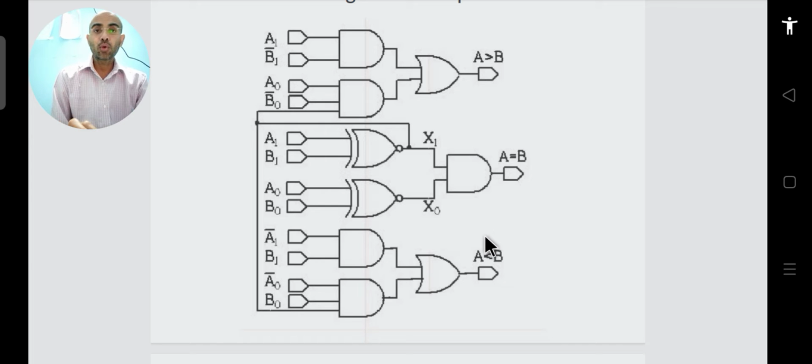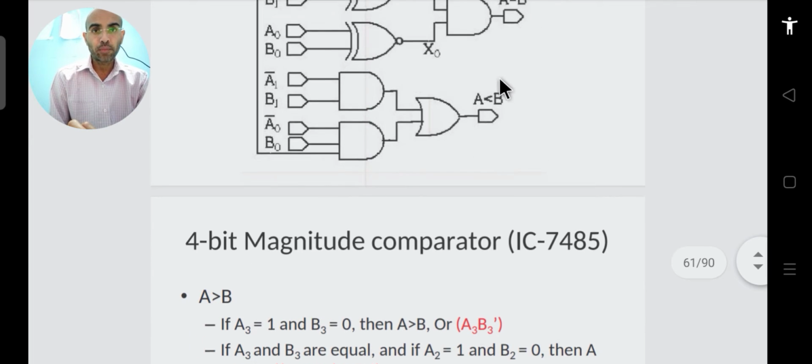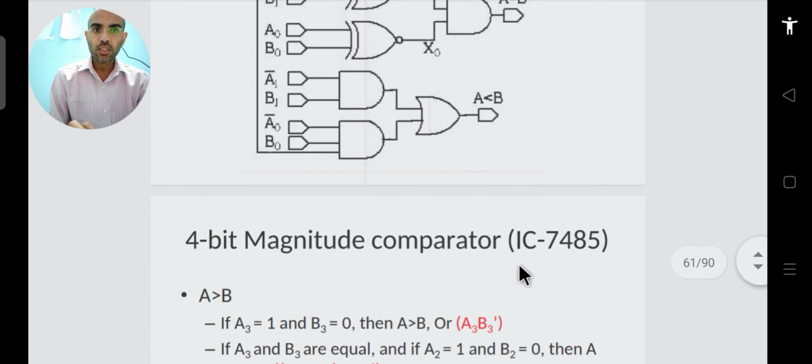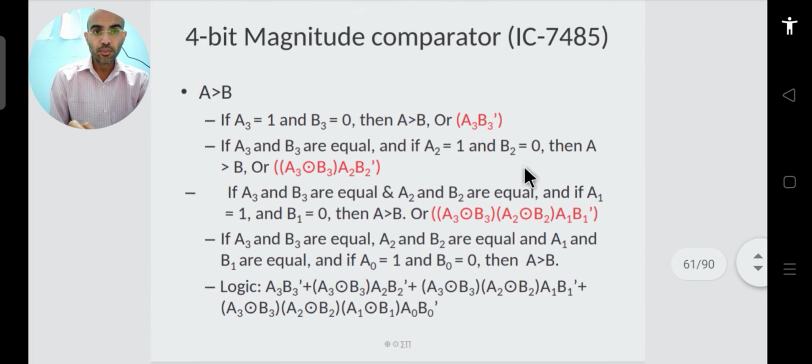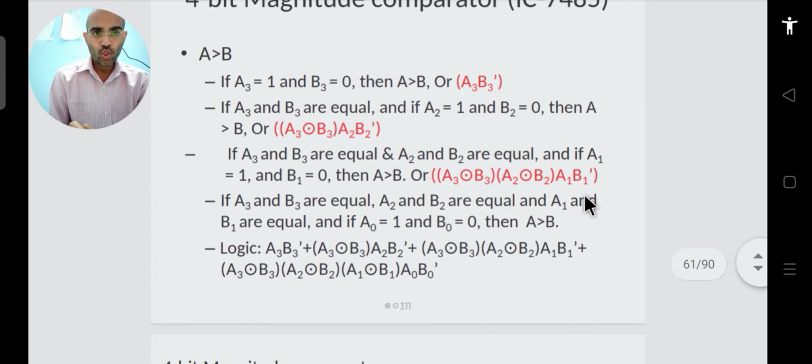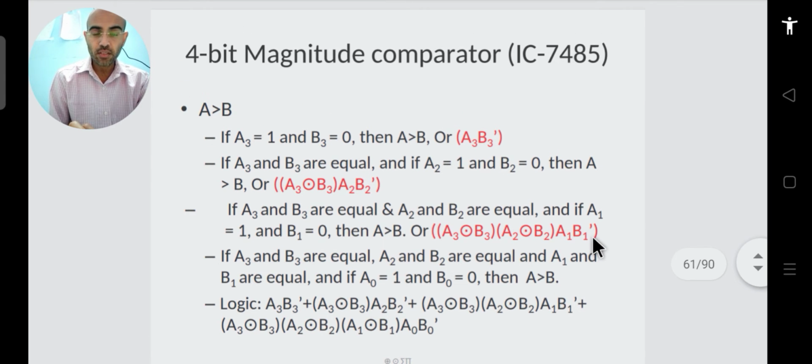Now let's move on to another magnitude comparator, which is a 4-bit magnitude comparator. So we'll follow the same procedure, following the same logic. You can implement a 4-bit magnitude comparator. For a 4-bit magnitude comparator, I have not shown the truth table because it would have been very long. It will be difficult to show it on this one slide. So that is why I have not shown this truth table. If you want, you can write that truth table.